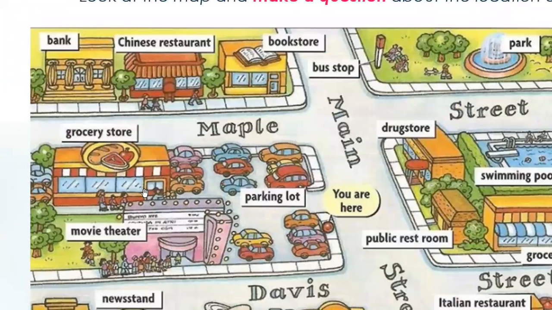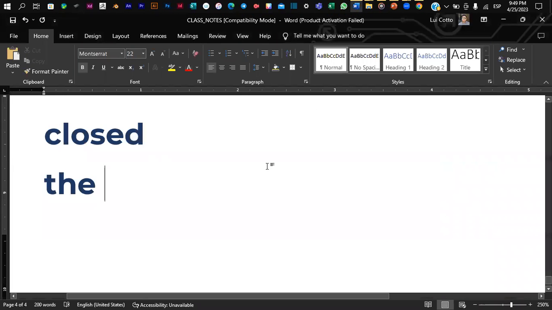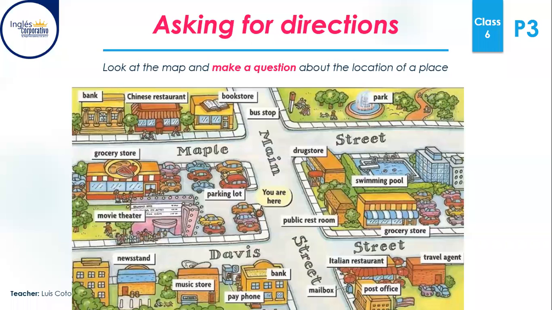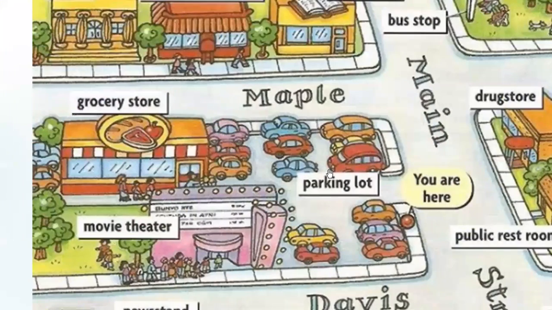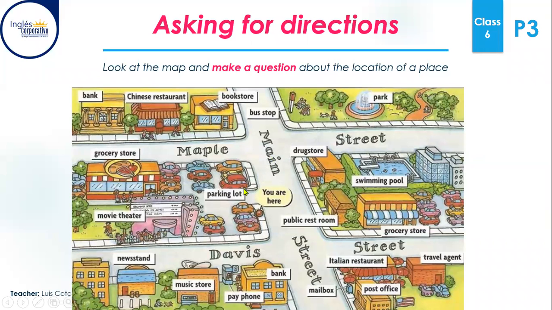Where is the grocery store, guys? The grocery store is next to the parking lot on Maple Street. Okay. Why the in this? Because it is specific. The piano, the computer, the theater. The grocery store is very specific. You need to use the. In this exercise, do you want to be specific, yes or no? For directions, specific, yes or no? Yes, you need to be specific for directions.